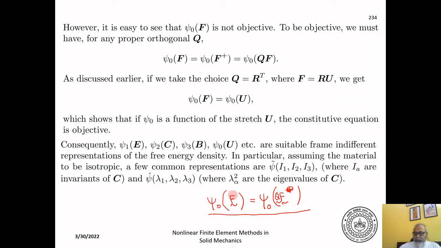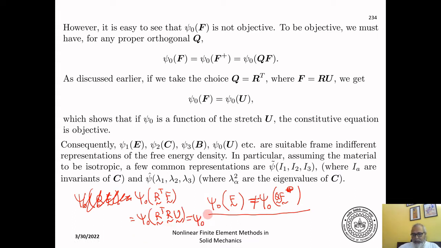So if it's a function of F, then it's not going to be objective, because obviously this won't hold for any arbitrary Q. However, we can do a small trick. We take QF, and since Q is arbitrary, we can take Q to be equal to R transpose. We have done this problem before. So we can write this as R transpose F, and then we know that F can be split up into R times U. R transpose R is I, so this is equal to U.